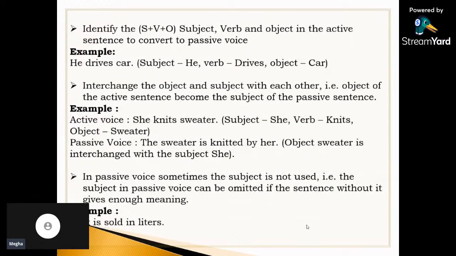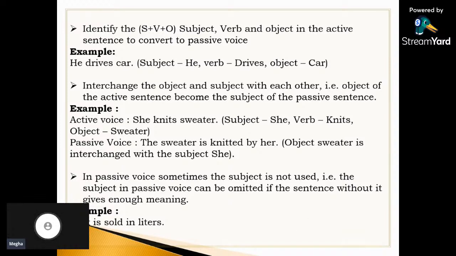Okay. So you have to first identify the subject, verb, and object. S plus V plus O is nothing but subject, verb, and object in the active sentence. To convert it to passive voice, you have to first identify which is the subject, which is the object, which is the auxiliary verb. Only then will it get easier for you to convert the same sentence to passive voice.